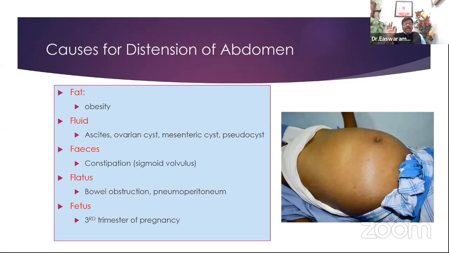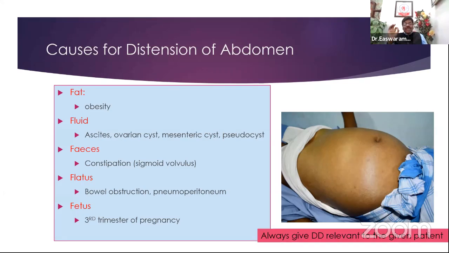For example, if you are having a lady patient, you can tell all these things. But if you have a male patient, and they ask what are the possible causes for distension of the abdomen in this particular patient, don't say 3rd trimester pregnancy. It may be all right because you remember that way all the F's, but you don't make a fool of yourself by telling that. So always give the differential diagnosis relevant to the given patient. If it is a child, accordingly. If it is a male adult, accordingly. If it is an elderly female, accordingly, use this.